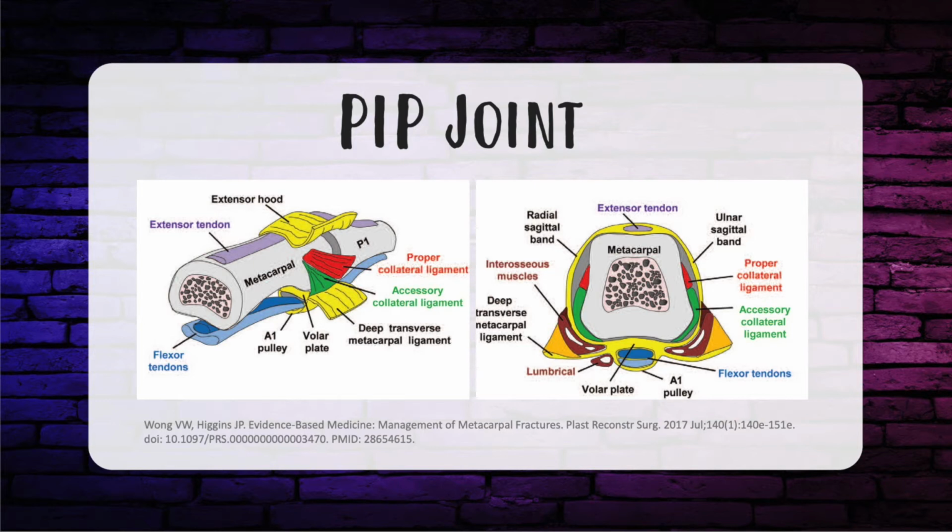To complete this analogy, the top or the lid of the box is the central slip of the extensor mechanism. This inserts at the dorsal base of the middle phalanx. So now that we painted a good picture in your head, you can easily think of this box and think about what would happen if there was an injury.